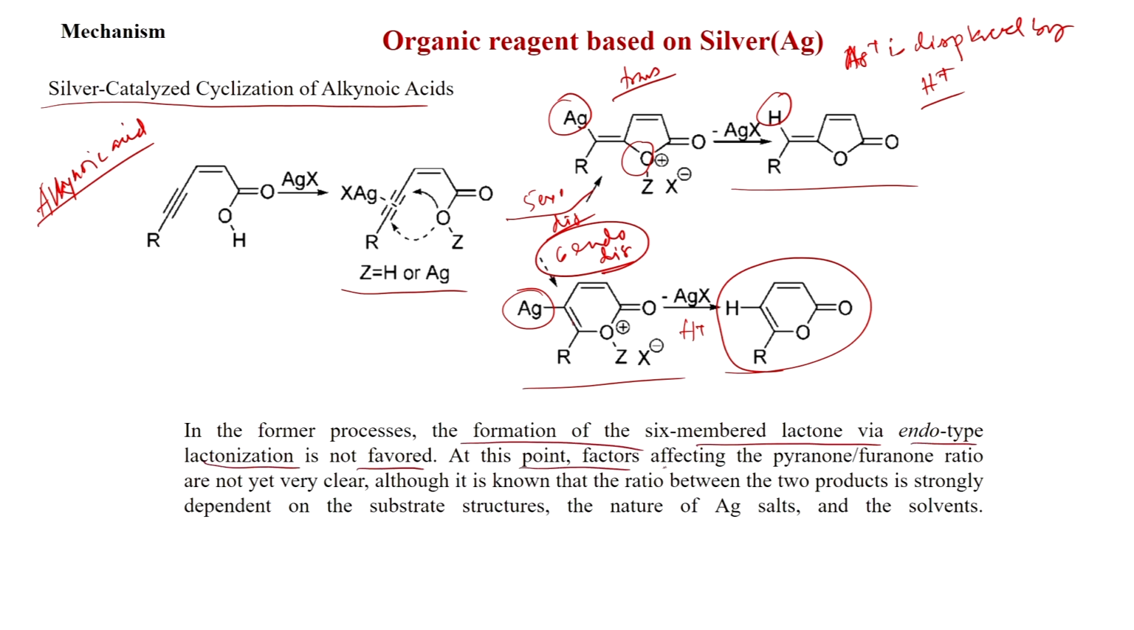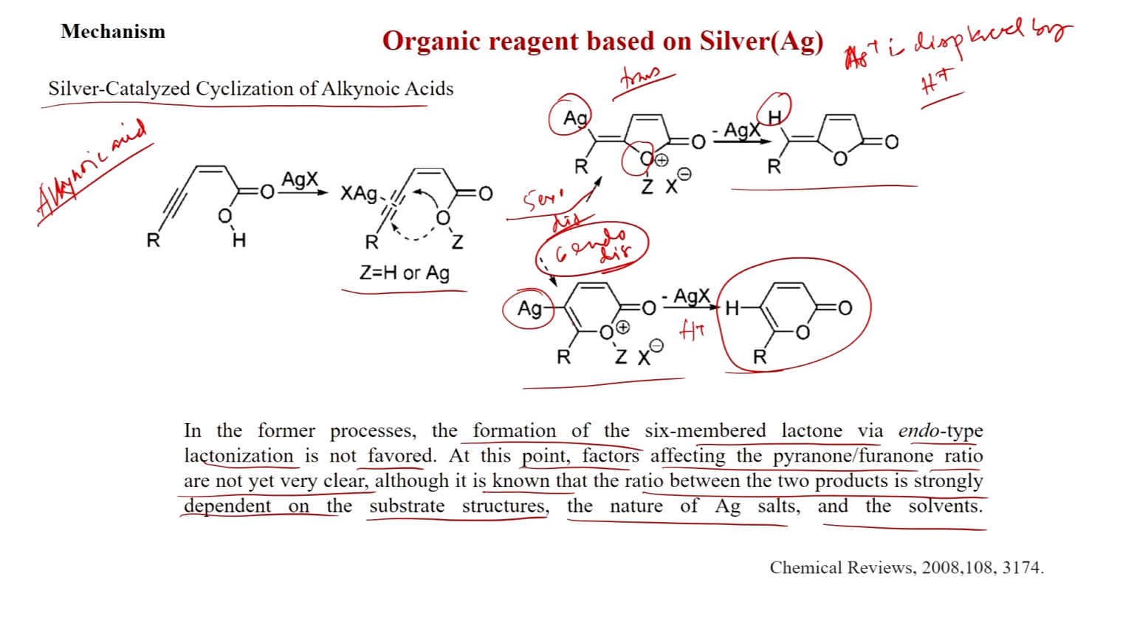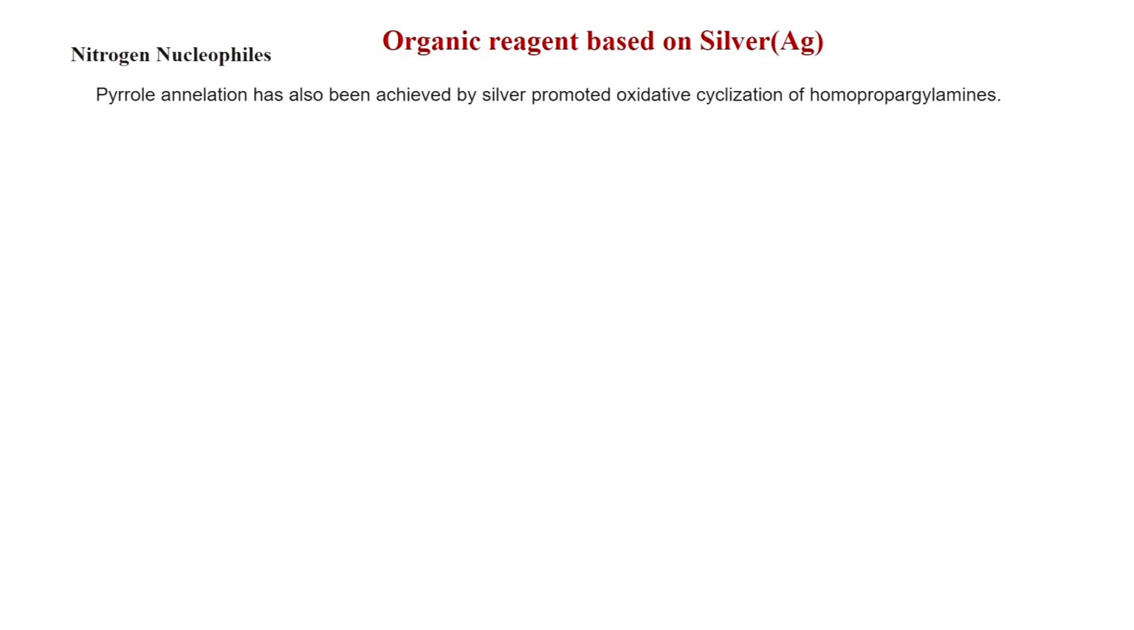At this point, factors affecting the pyranone-furanone ratio are not yet very clear, although it is known that the ratio between the two products is strongly dependent on the substrate structures, the nature of silver salt and the solvent. So, depending on the substrate structure and silver salts and the solvents, you can get different ratios of these two products. This was also reviewed in Chemical Reviews 2008, page number 3174.